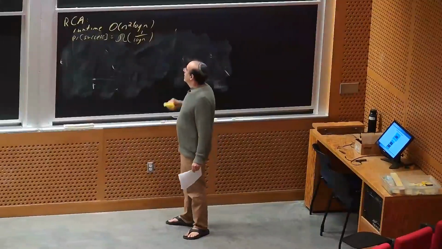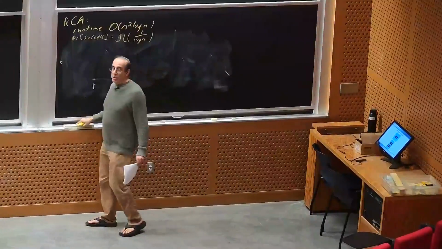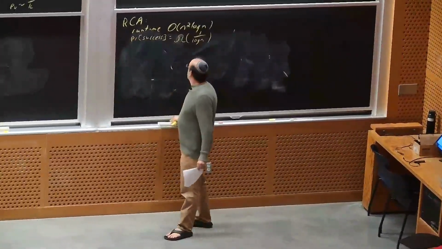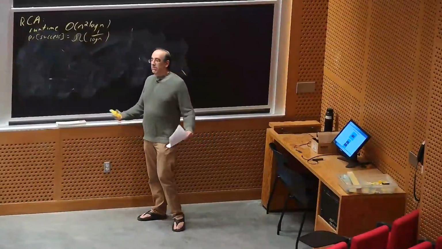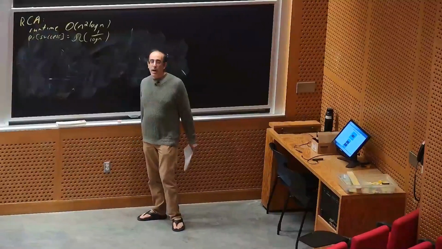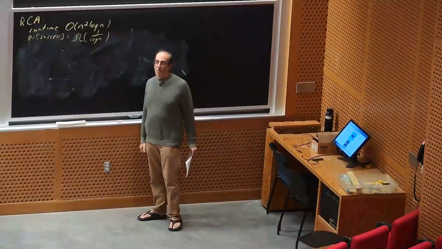Okay. So now we're not too badly off, right? I mean, 1 over log n is pretty big. But we still don't have an algorithm that succeeds with high probability. So what should we do?